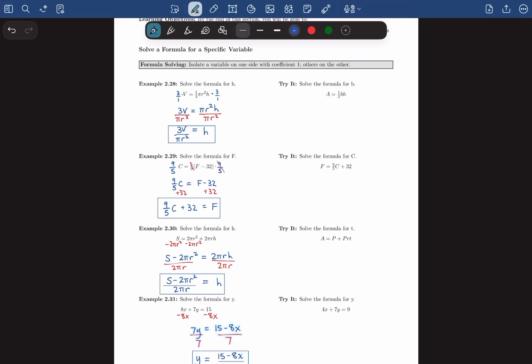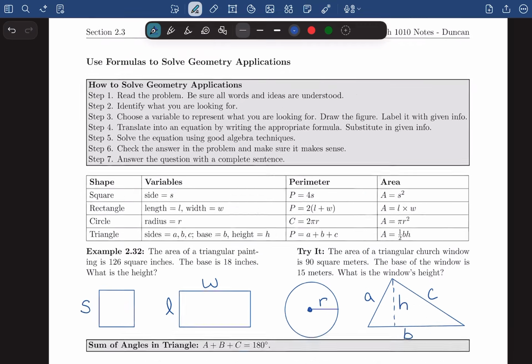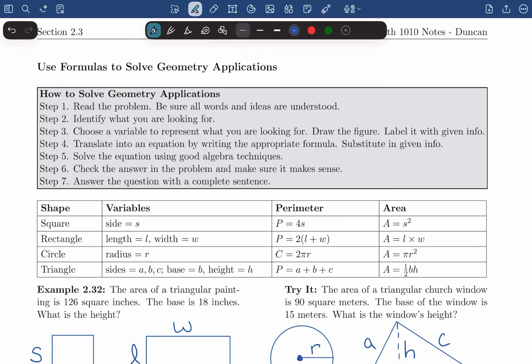Great. Let's move on to our next learning objective. Our next learning objective is to use formulas to solve geometry applications. These are real-world problems, so the 7-step process that you see here may sound familiar from our last lesson. Okay, so how to solve geometry applications.